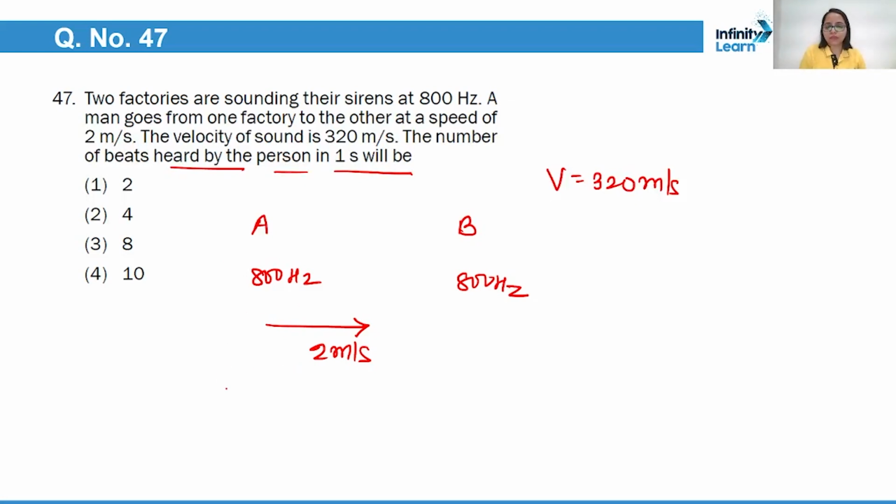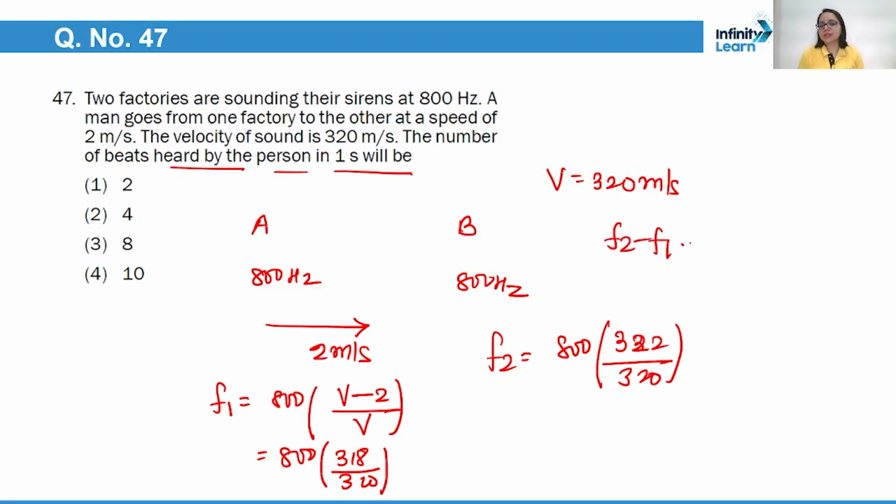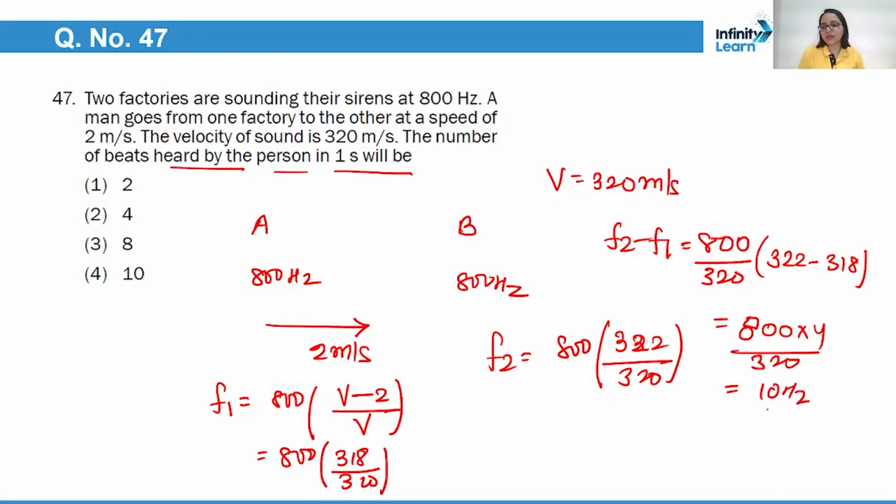So apparent frequency for factory A siren is, let's say, F1, and it is 800 into (V minus 2) upon V, which is 800 into 318 divided by 320. For factory B, let's say apparent sound frequency heard by the observer is F2, and that is 800 into (V plus 2), that is 322 divided by 320. So beat frequency will be F2 minus F1, which is 800 divided by 320 into (322 minus 318), and that is equal to 800 into 4 divided by 320. So it is equal to 10 hertz. So beat frequency will be 10 hertz, which is option 4.